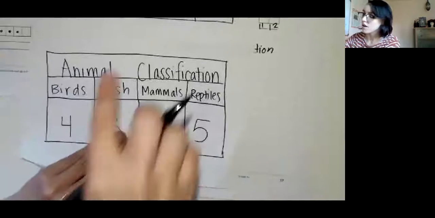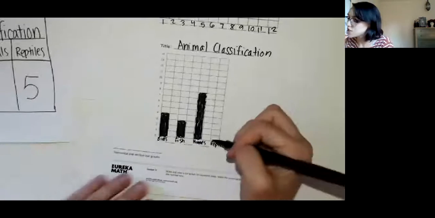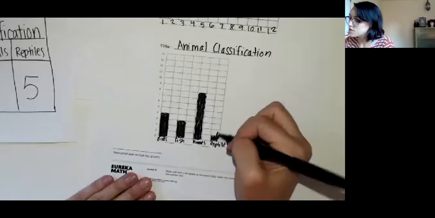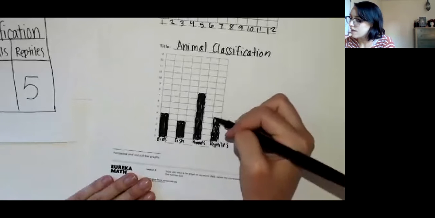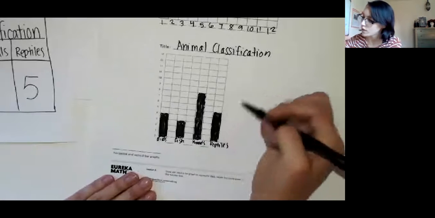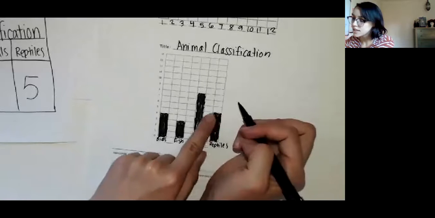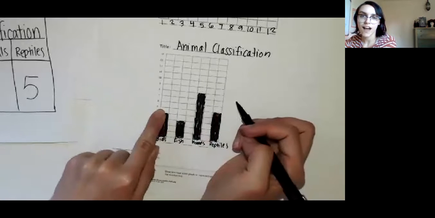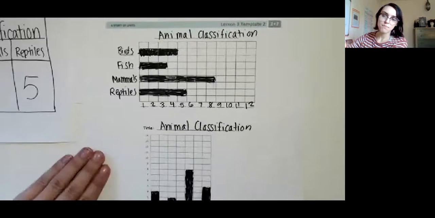We look for our reptiles, we have 5. So we need to shade in 1, 2, 3, 4, 5 above our reptiles category. We drag our finger over from where our bar goes, it lines up perfectly with 5. So we just practiced making a bar graph together.